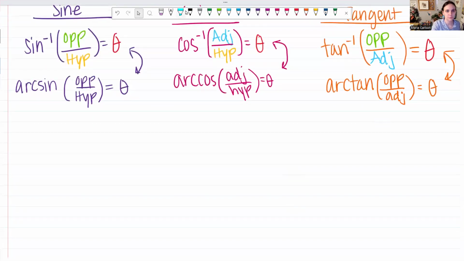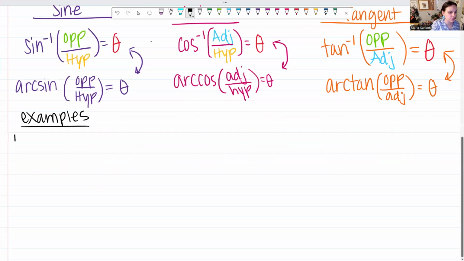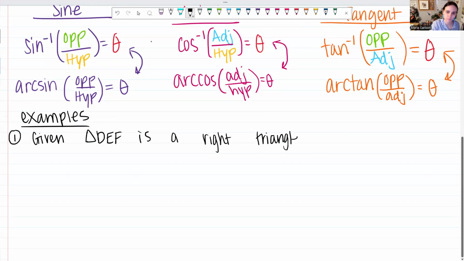So let's look at some examples. This does have lesson images. If you can't print them out, these ones are easy to draw, just a rough sketch in your notes. Given triangle DEF is a right triangle, find the measure of angle E rounded to the nearest tenth.